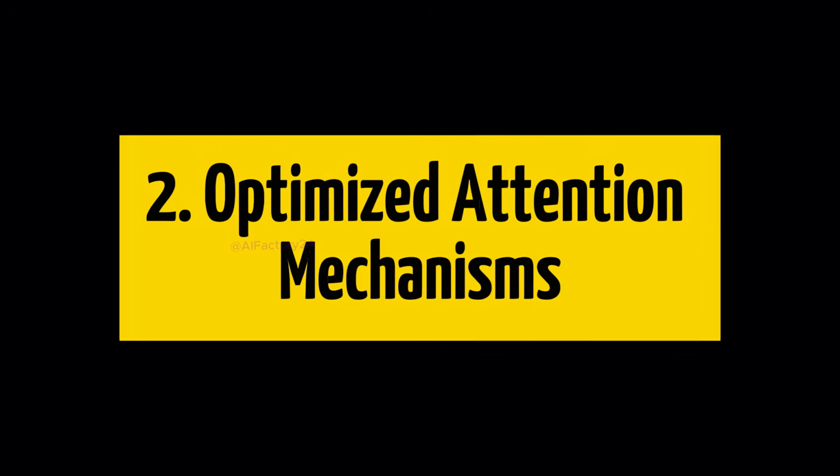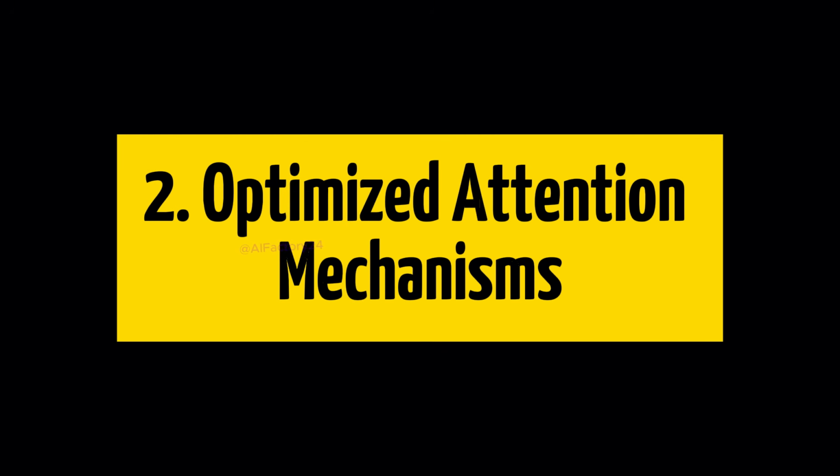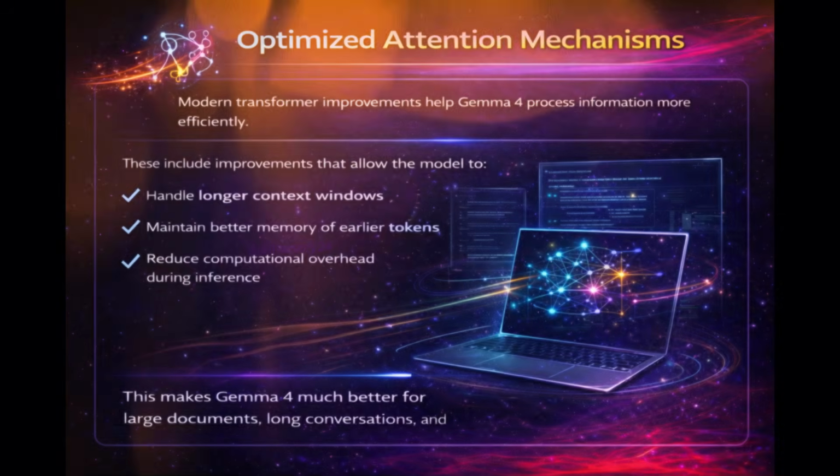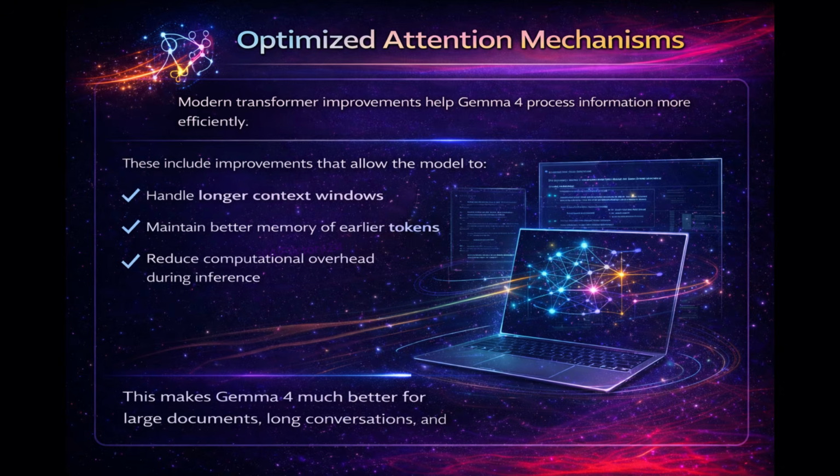3. Optimized attention mechanisms. Modern transformer improvements help Gemma 4 process information more efficiently. These include improvements that allow the model to handle longer context windows, maintain better memory of earlier tokens, reduce computational overhead during inference. This makes Gemma 4 much better for large documents, long conversations, and code bases.